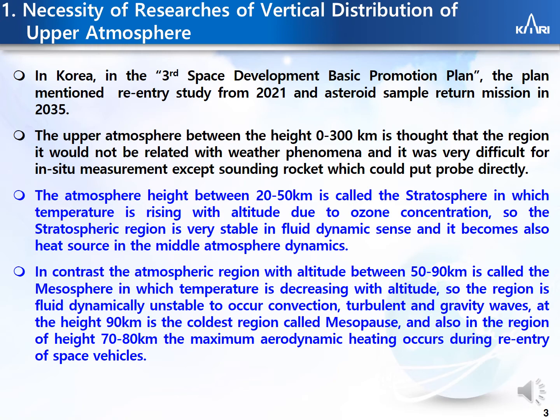In contrast, the atmospheric region with altitude between 50 to 90 kilometers is called the mesosphere, in which temperature is decreasing with altitude. So the region is fluid dynamically unstable to occur convection, turbulence, and gravity waves. At the height 90 kilometers is the coldest region called mesopause. And also in the region of height 70 to 80 kilometers, the maximum aerodynamic heating occurs during re-entry of space vehicles.